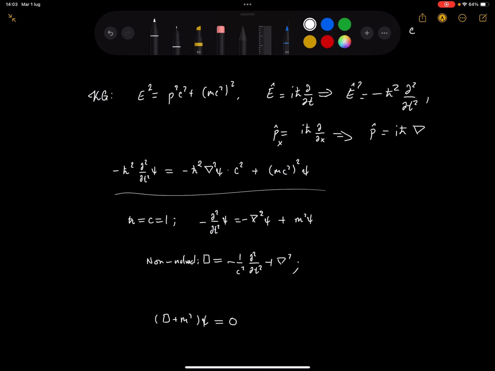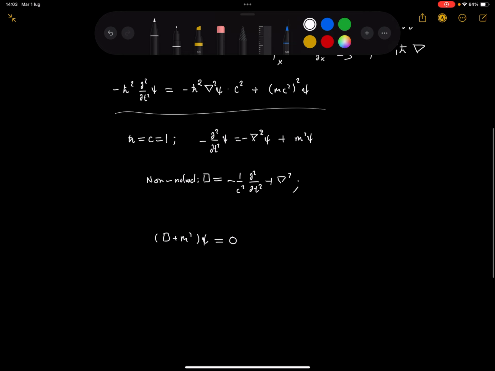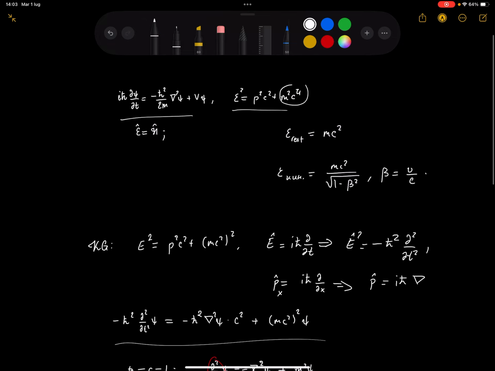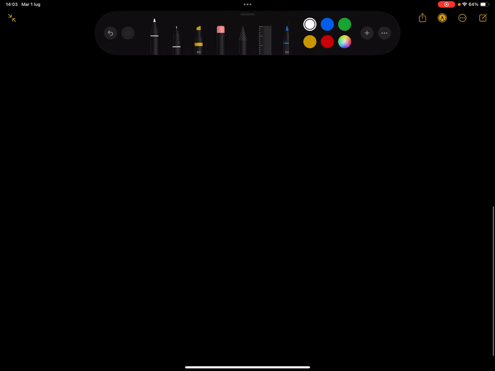And the problem here is that we have a second derivative with respect to time, which Dirac did not like, right? And so Dirac said that we might need to have a space-time equation of evolution which is first order with respect to time.